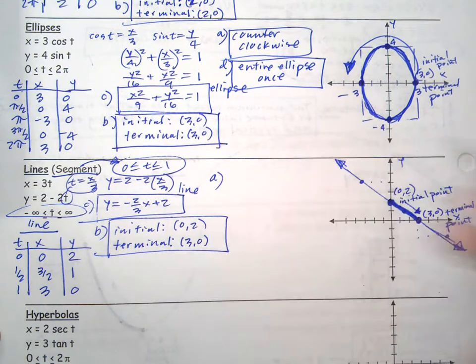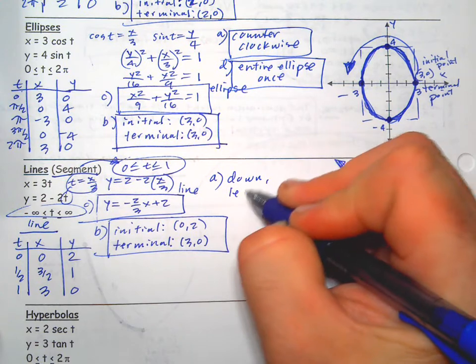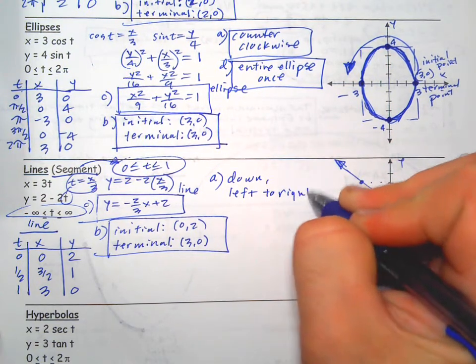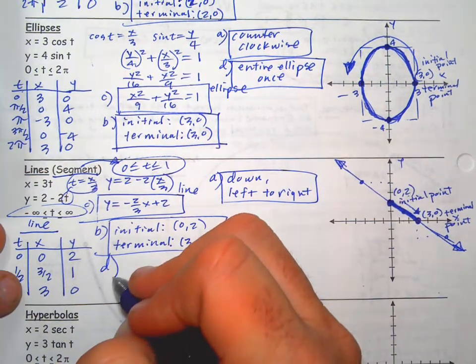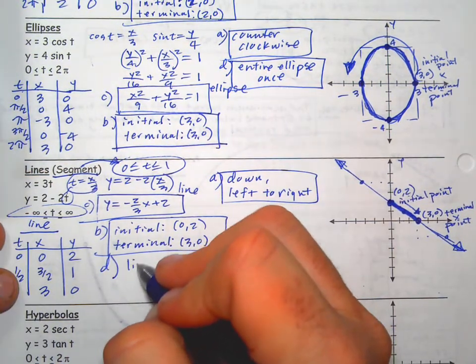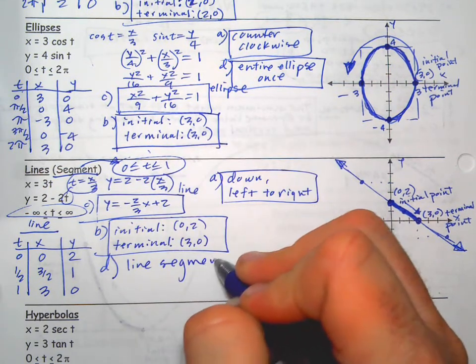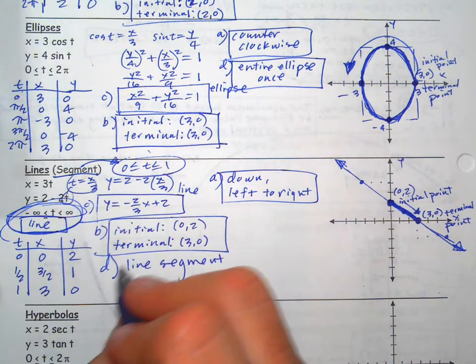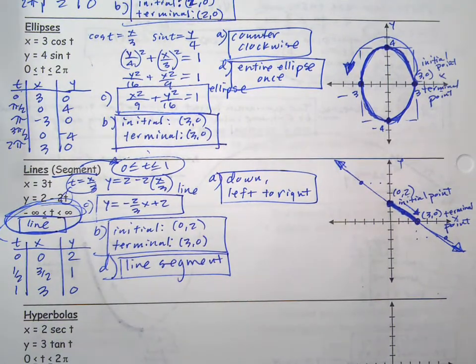A, the direction, it's going down, left to right, you'd say. And D, it is a line segment. This one is. The original one was just a line, but this one's a line segment. Piece of line. So there you go.